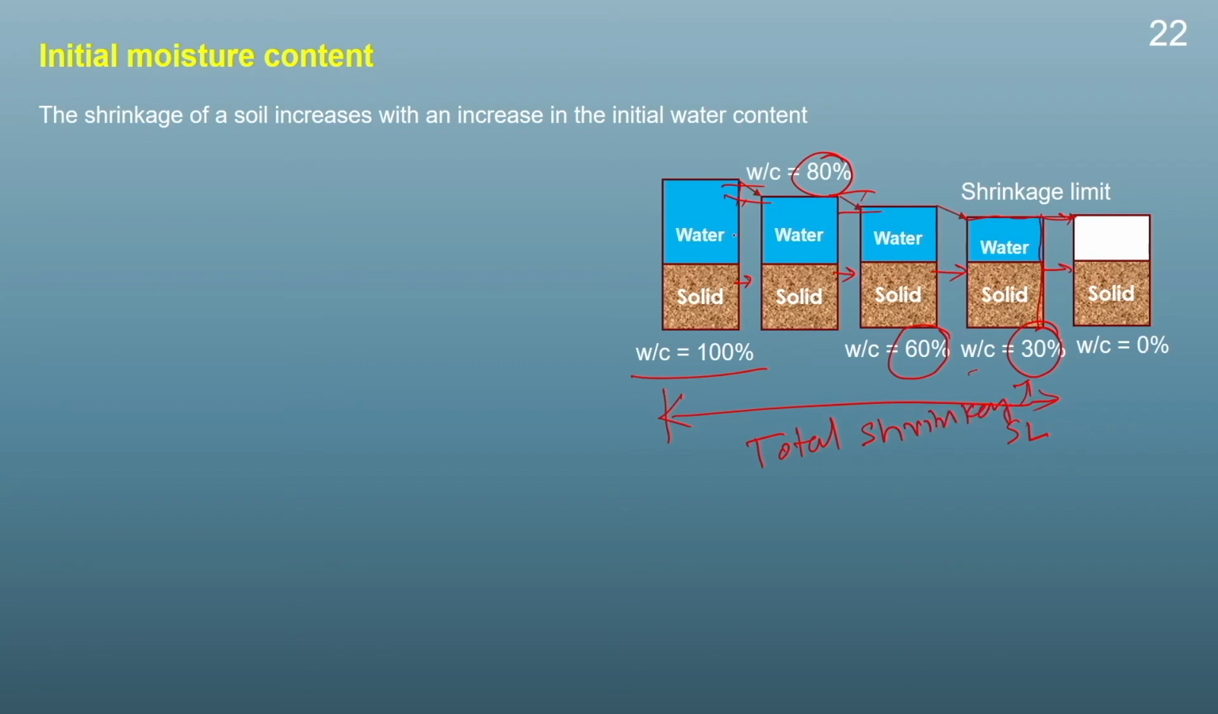Now, suppose we take another soil sample and start with an initial water content of 80% and then we dry it. Again, at the shrinkage limit of 30%, the volume will remain constant. So, again, this will be the total shrinkage of this soil. If we compare the soil with the initial water content of 100% and 80%, the soil with a higher water content will shrink more in comparison to soil containing less water.